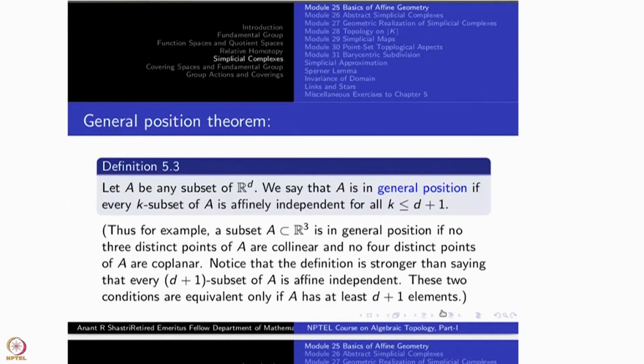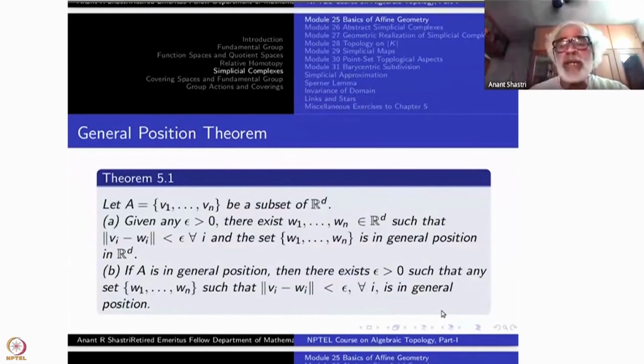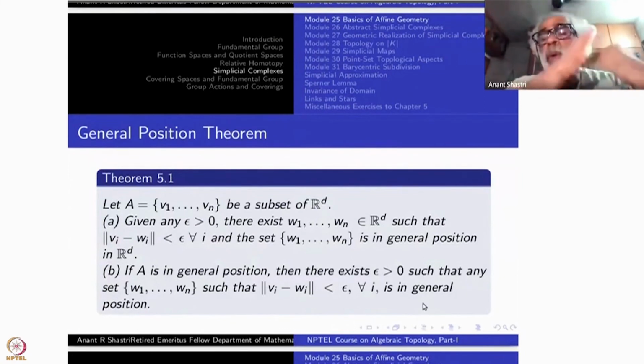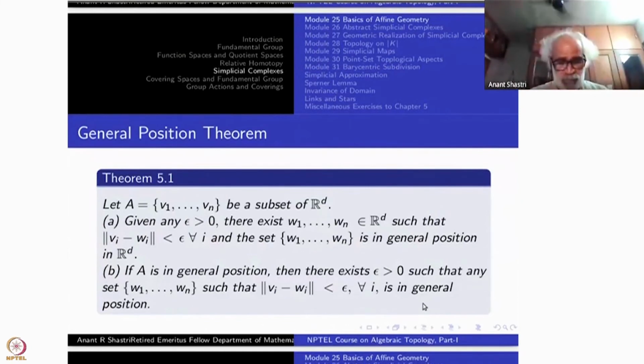You can check that. So here is a general position theorem which uses a little bit of linear algebra, namely that independence of sets is an open condition. In other words, linear dependency is a closed condition. So it will be a thin set. So this is what is involved in this theorem.